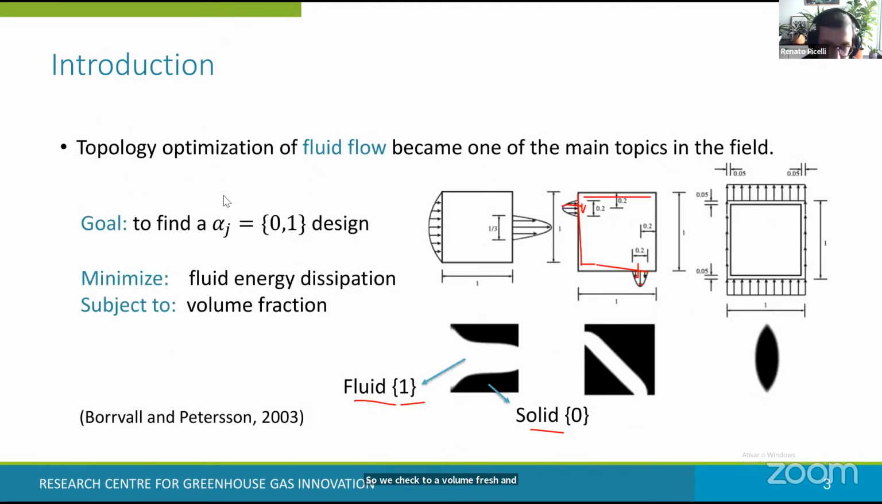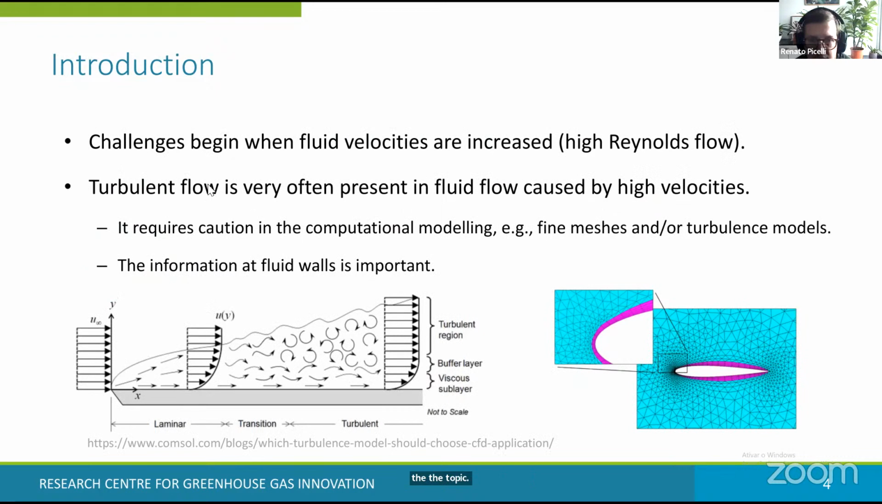Well, this was fine until Borval and Peterson began the fluid flow topic. This was fine until a few years ago, when we were designing only laminar flow, but challenges now begin when fluid velocities are increased and we go to high Reynolds flow. High Reynolds flow implies that we have a turbulent flow.